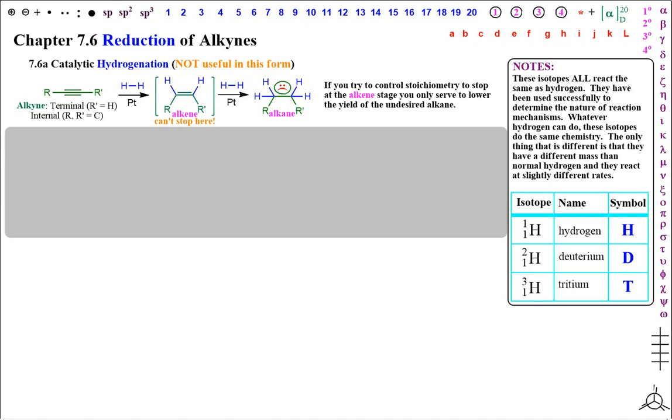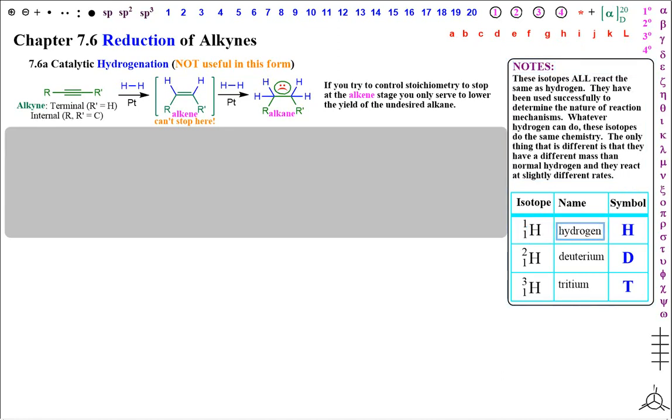Before we move forward, looking at reactions that can give us cis alkenes and the equally valuable trans alkenes, let's look at isotopes of hydrogen. These isotopes all react the same as hydrogen. They have been used successfully to determine the nature of reaction mechanisms. And I want you to note that whatever hydrogen can do, these isotopes do the same chemistry. The only thing that is different is they have a different mass than normal hydrogen, and they react at slightly different rates. We will not focus on that last fact.